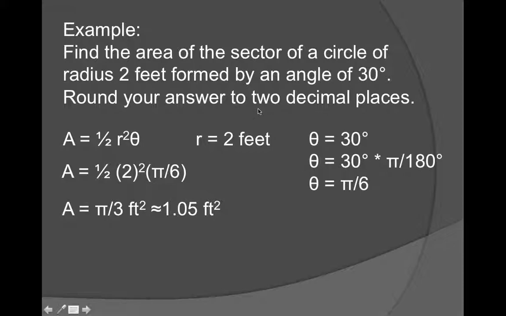But because this problem asked me to round my answer to 2 decimal places, I know that I don't have to keep the pi this time. I can go ahead and type into my calculator pi divided by 3, which is 1.05 feet squared.